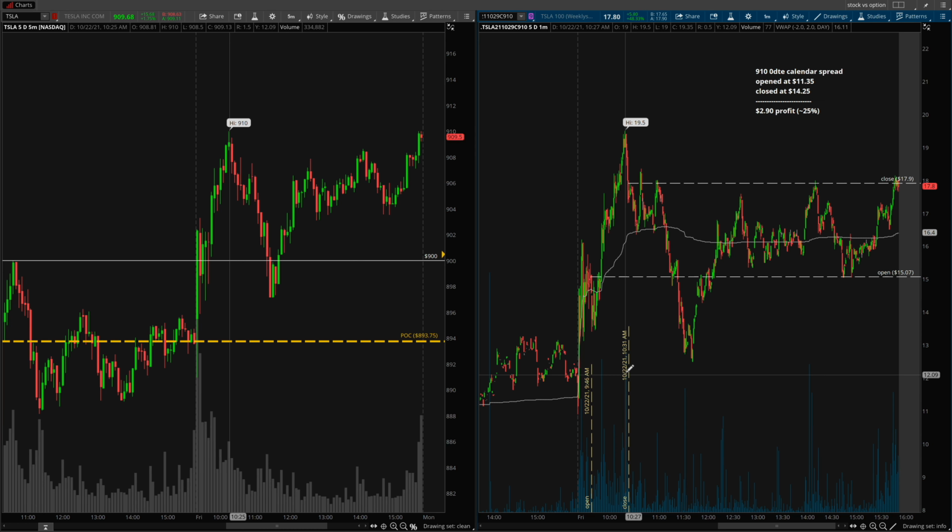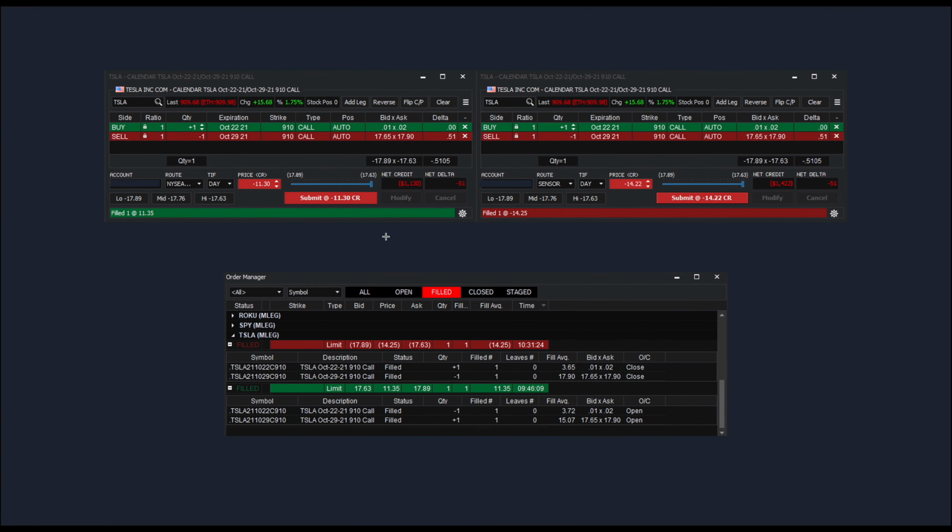Here's the entry, here's the exit, and this right here is just to show you guys the fills. Again, it's not necessarily just about my trades and things like that. That's not the intent of this channel, but I do want to show you guys exactly where I got in and where I exited. So you can see 946 is where I entered and 1031 is when I exited the trade. So right here, I got filled for $11.35 and I closed the spread for $14.25. So it was about a 25% profit.